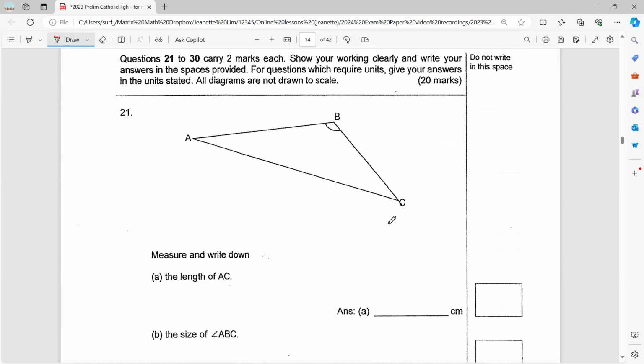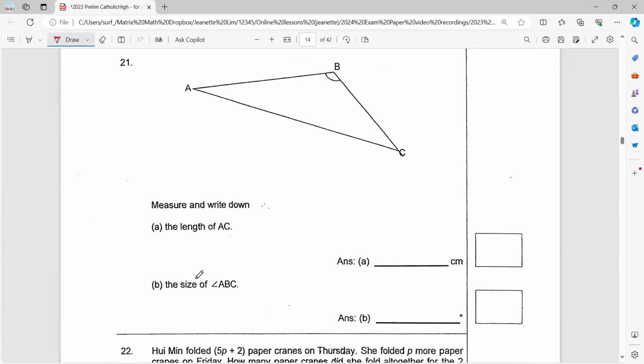Okay, question 21. I'm not able to show you here how to measure, but just use your ruler to measure this. Make sure you use your protractor to measure angle ABC. Read from the correct scale. Always start the scale from 0. So you should get about 9.4 cm and 125 degrees.